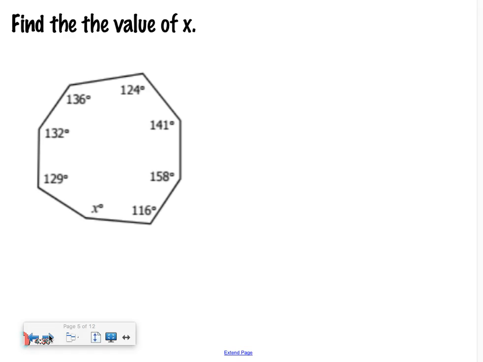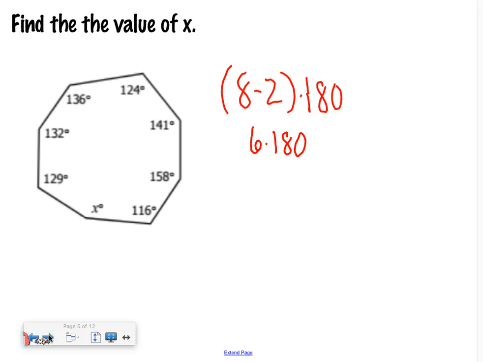So how many sides is that figure? 8, right? 8 if you count. So now let's plug into our formula. 8 minus 2 times 180, which is 1080. And then Skylar said, add the ones we know and then subtract from 1080. And that will give us our missing one.